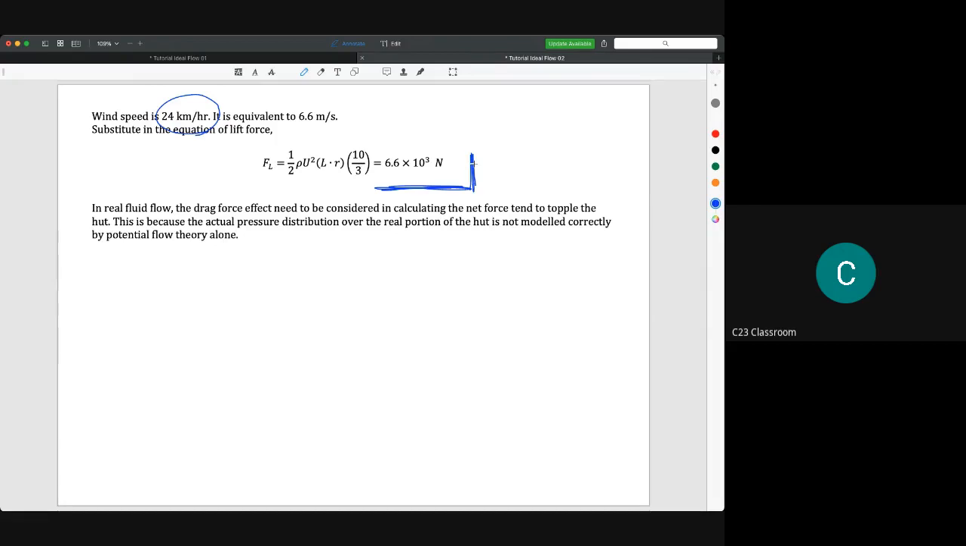In real fluid flow, the drag force effect needs to be considered in calculating the net force tending to topple the hut. This is because the actual pressure distribution over the rear portion of the hut is not modeled correctly by potential flow theory alone. So this statement is saying about, so we have an object here.